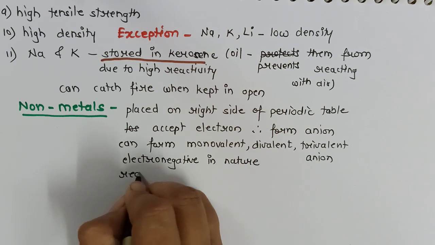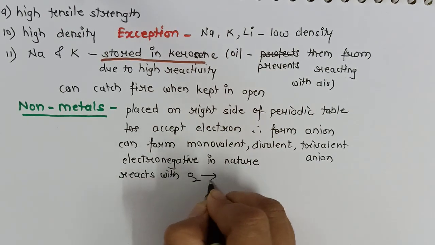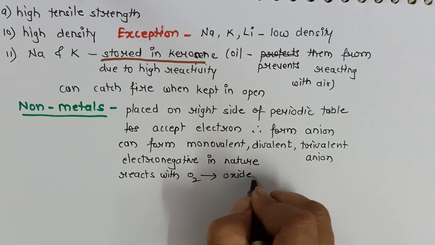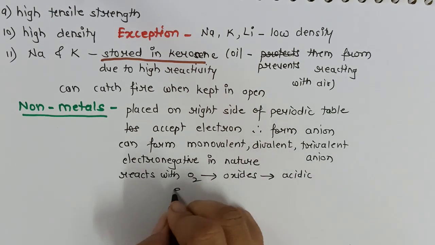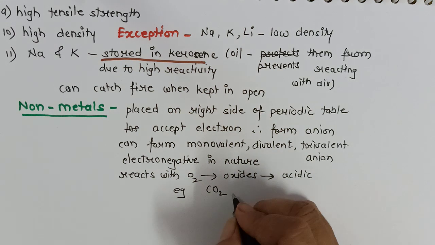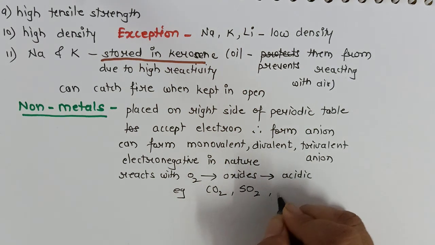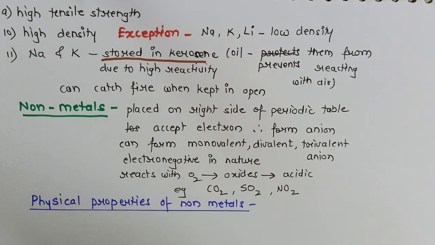Non-metals react with oxygen to form oxides which are acidic in nature. For example, CO2, it is an oxide of carbon. We know CO2 when dissolved in rainwater is responsible for acidic rain. Similarly, sulfur dioxide, nitrogen dioxide, all these are oxides of non-metals and they are acidic in nature.